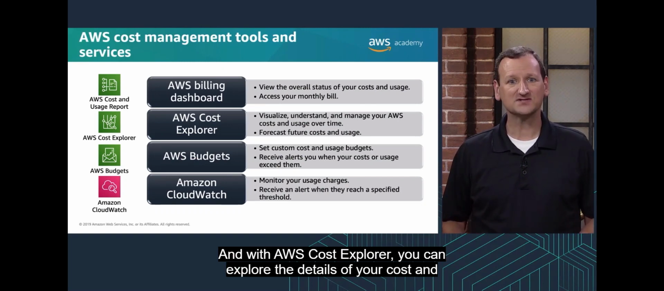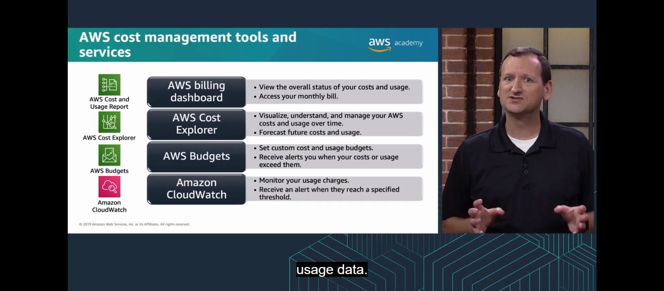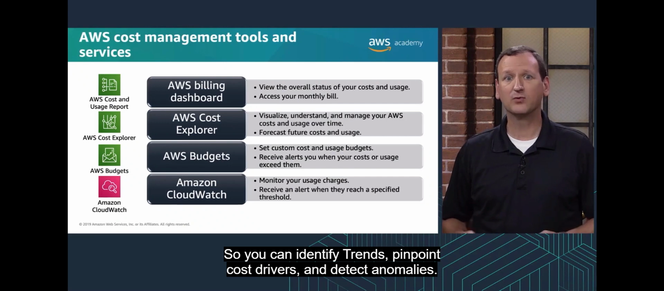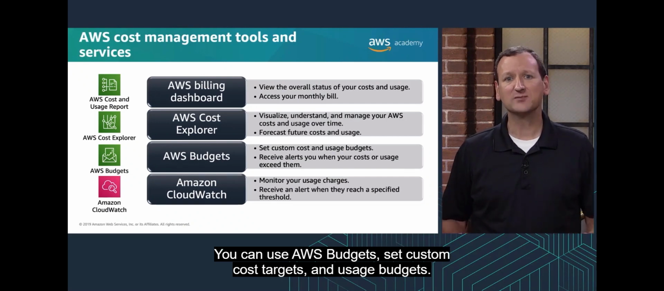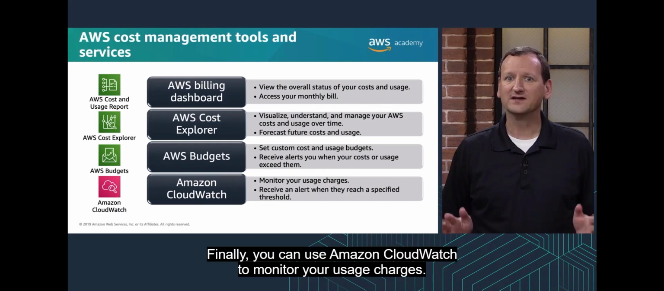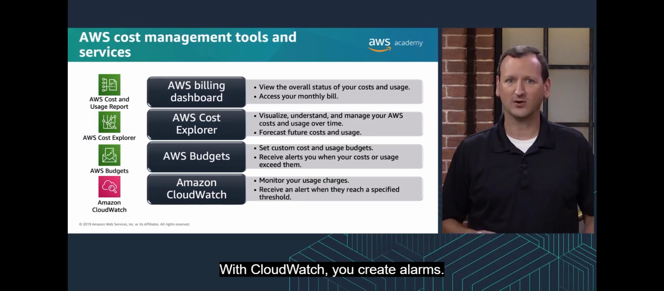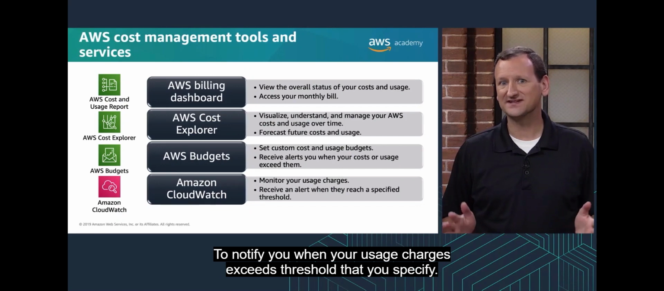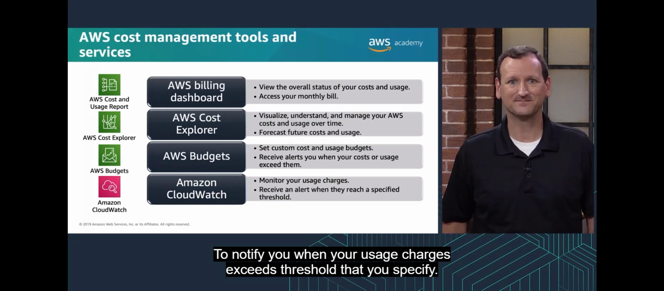With AWS Cost Explorer, you can explore the details of your cost and usage data so you can identify trends, pinpoint cost drivers, and detect anomalies. You can use AWS Budgets to set custom cost targets and usage budgets, which can alert you when these thresholds are exceeded. Finally, you can use Amazon CloudWatch to monitor your usage charges. With CloudWatch, you create alarms to notify you when your usage charges exceed a threshold that you specify.